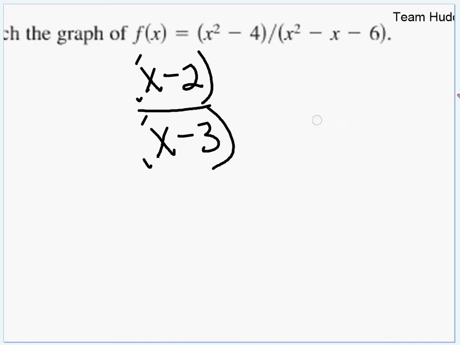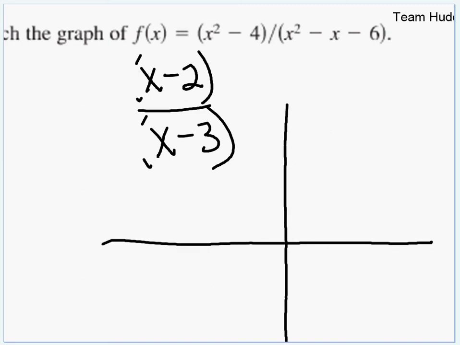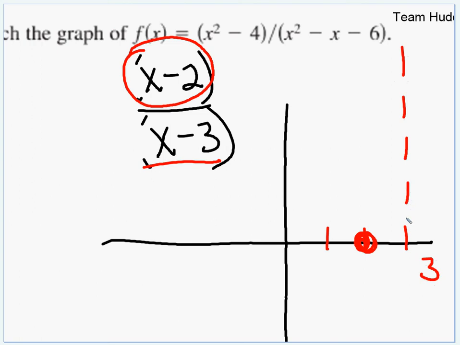Let me do a quick xy axis. Set the numerator equal to 0, you get 2. That's an x-intercept. Set the denominator equal to 0, you get 3. That is a vertical asymptote. Our power struggle is equal, so it's 1x over 1x. We have a horizontal asymptote at y equals 1.